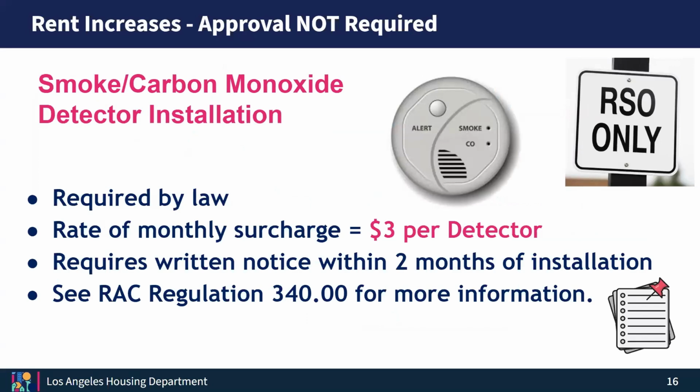This is still continuing rent increases where approval is not required. Smoke and carbon monoxide detector installation is required by law. Rate of monthly surcharge is $3 per detector. Requires written notice within 2 months of installation. You can also check the Rent Adjustment Commission regulation 340.00 for more information. And these are for RSO units only, not JCO. Next slide.